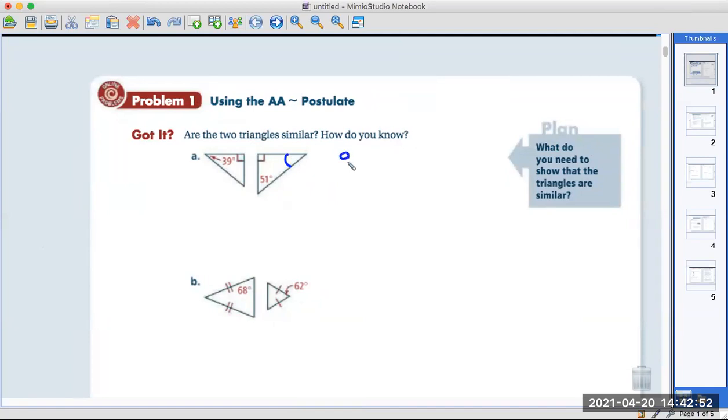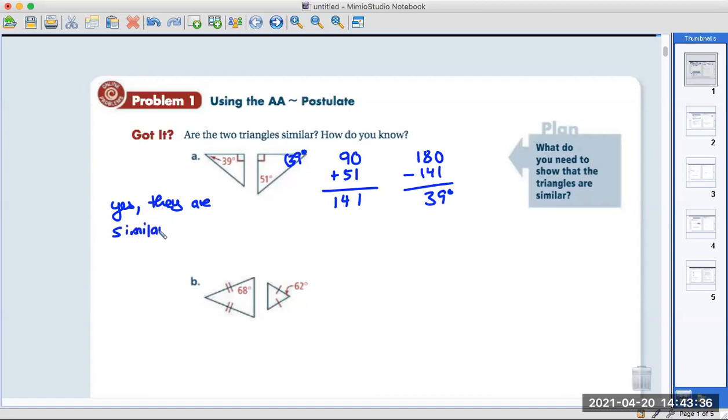So how do I find the third angle? I add the two, and then I subtract the sum from 180. And that's 39. So there, this works. So notice these two are equal and these two are equal. So I'm going to answer yes. They are similar by the AA similarity postulate.